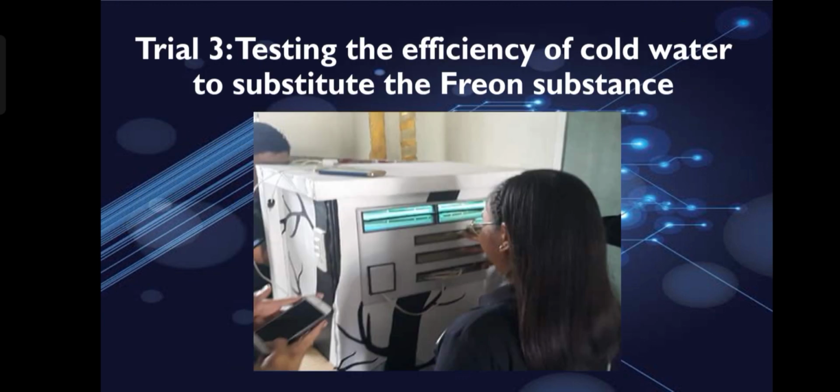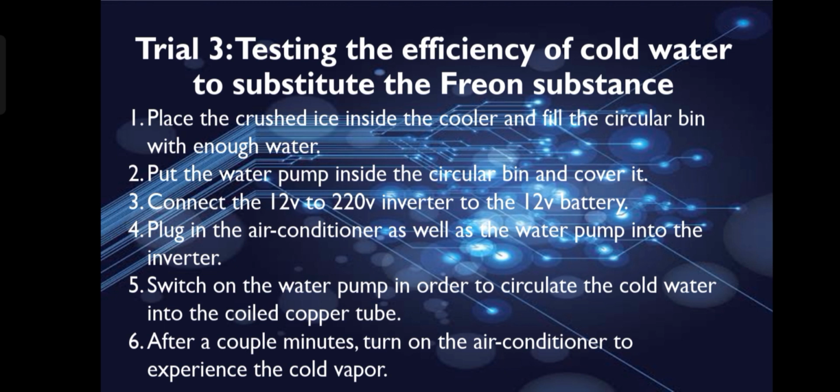So in this trial 3, testing the efficiency of the cold water to substitute the Freon substance. As you can see, we have here the picture of doing this air conditioner. So we place the crushed ice inside the cooler and fill the circular bin with enough water. Put the water pumps inside the circular bin and cover it.